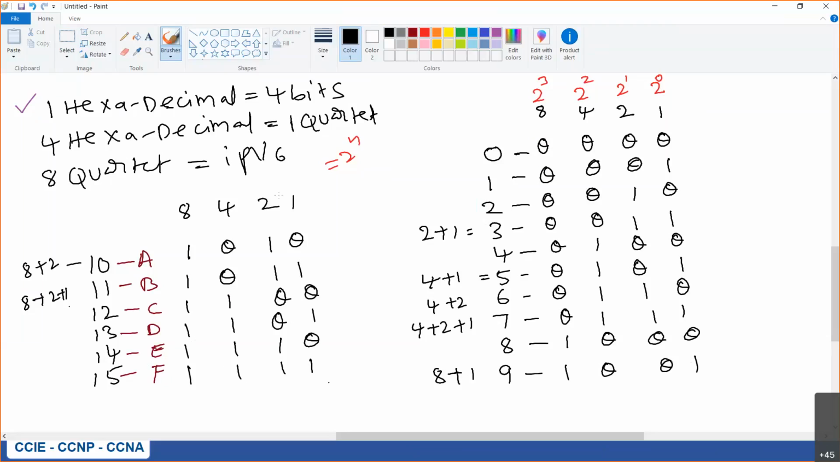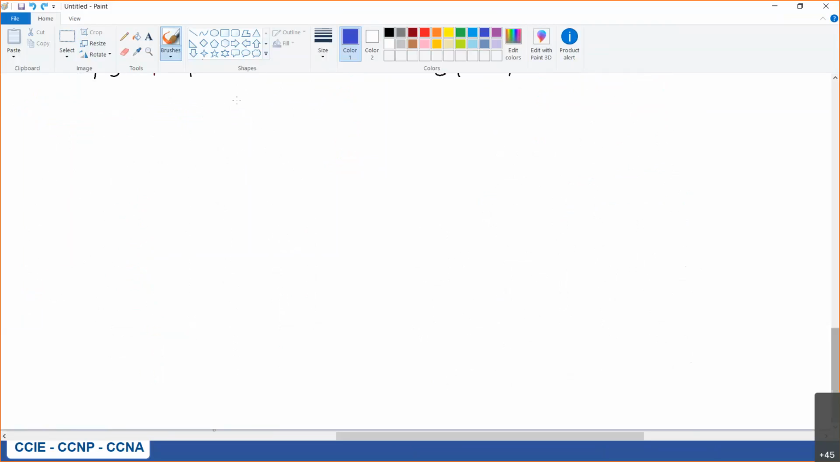Is it clear? So this is the first statement, guys. What is the first statement? One hexadecimal digit is equal to what? 4 bits. If you take any one hexadecimal digit, 0 indicates 4 zeros, 1 indicates 4 bits, 2 indicates 4 bits. Any one hexadecimal digit indicates 4 bits. Like this, 4 hexadecimal digits make 1 quartet.